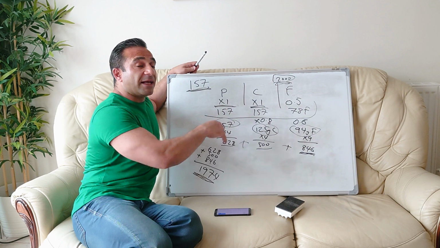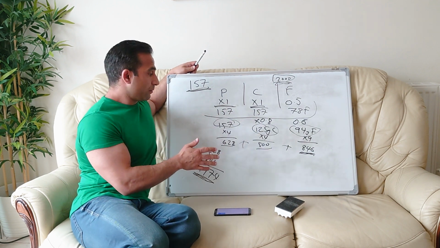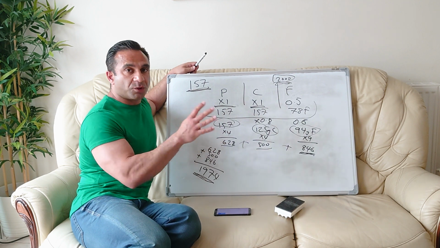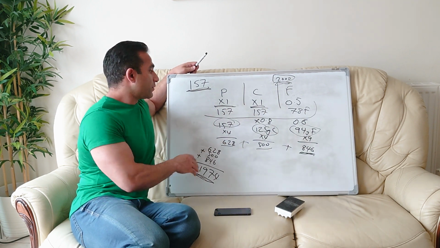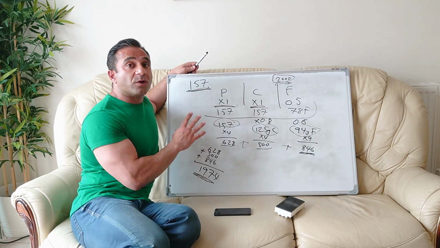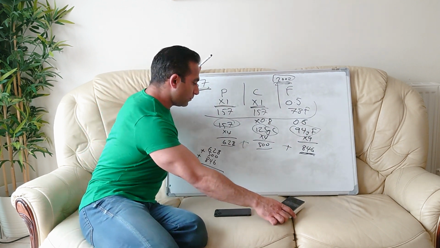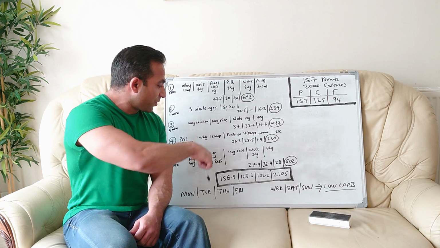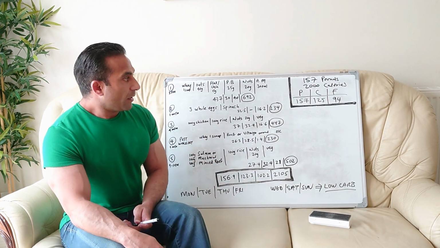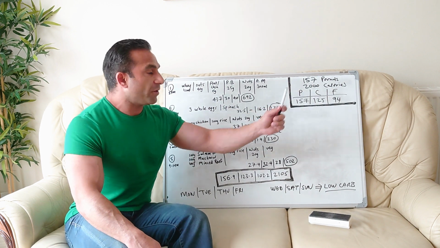Now we need to translate that into actual food, because it's one thing just looking at numbers, but we need actual food, actual portions of the food as well. So let me rub this off and let me show you the exact meals I'm going to be eating. Right guys, so I've been busy scribbling away on the whiteboard. Hope everyone can read that. Now we've got 2,000 calories.